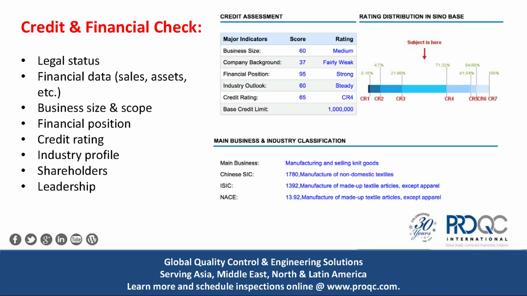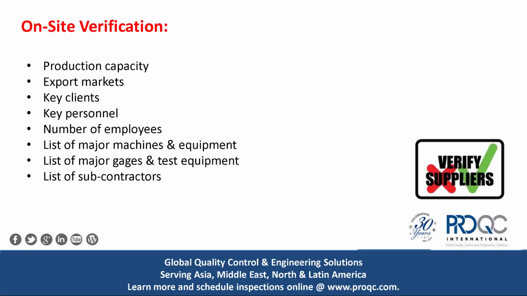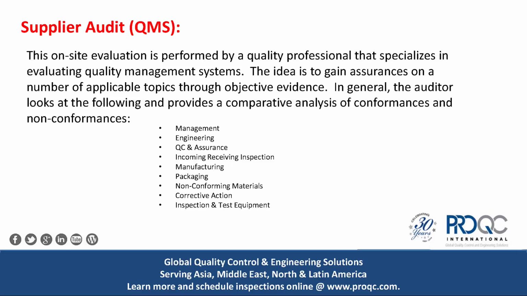Credit and financial check. Legal status, financial data, sales, assets, etc., business size and scope, financial position, credit rating, industry profile, shareholders, and leadership. On-site verification, production capacity, export markets, key clients, key personnel, number of employees, list of major machines and equipment, list of major gauges and test equipment, list of subcontractors.